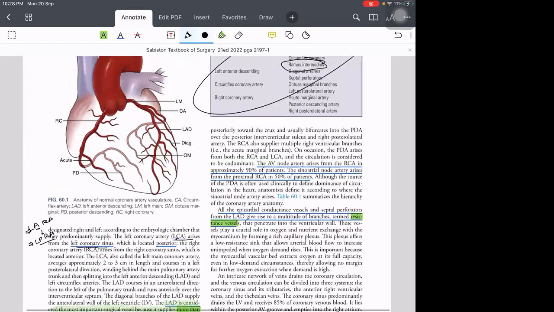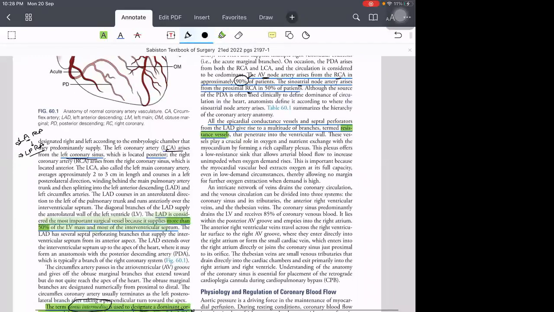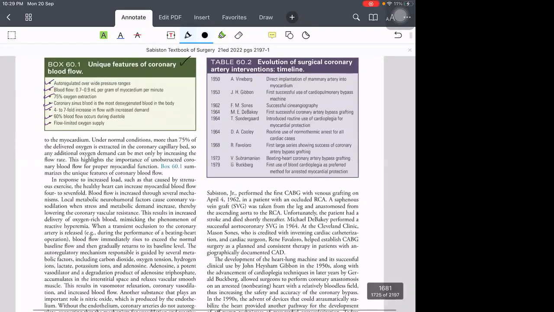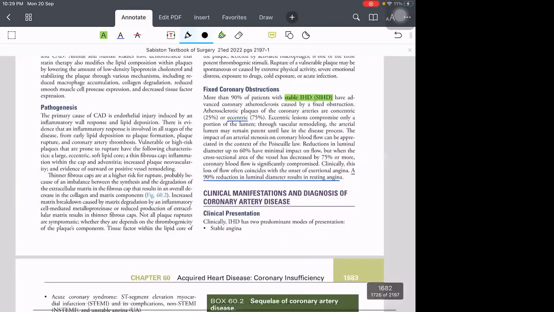The AV node artery arises from the RCA in approximately 90% of patients. The SA node artery also arises from the RCA, in about 50%. So both the AV node and SA node arteries arise from the RCA. What are resistance vessels? All the epicardial conductance vessels and the septal perforators from the LAD give rise to a multitude of branches named resistance vessels. Not that much important. This is a unique feature of coronary vascular blood flow.